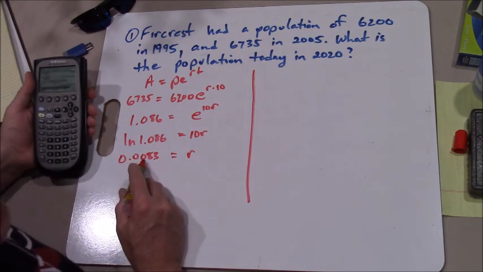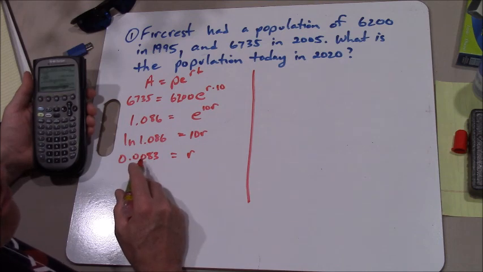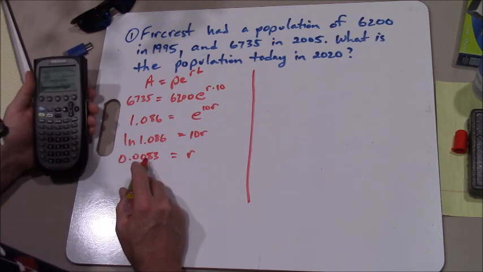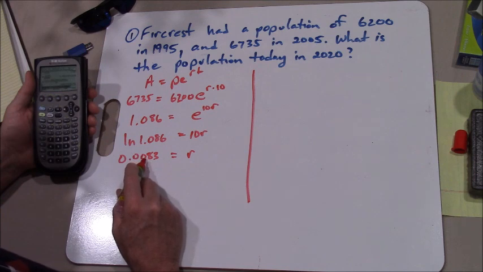That's not my final answer, so I'm not really worried if it's rounded to 3 or 4 or whatever number of digits. I'm still going to try and use the exact value in the calculator. But that's the growth rate of Fircrest. It's got less than 1% growth rate.